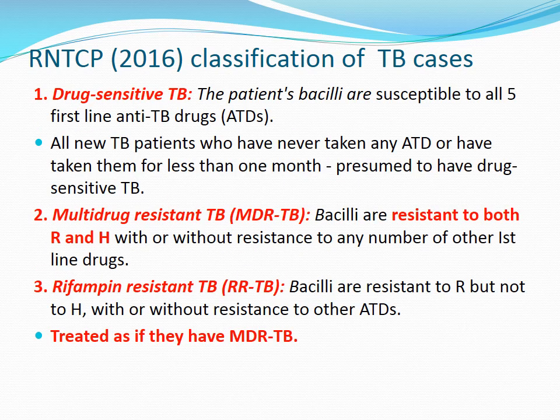Now the first one is the drug sensitive tuberculosis. So we'll first see the definition and then treatment. So drug sensitive tuberculosis means the patient's bacilli are susceptible to all 5 first line antitubercular drugs. Remember, we are taking the streptomycin also in account. So bacilli are susceptible to all 5 drugs, which are they? Isoniazid, rifampicin, pyrazinamide, ethambutol, and streptomycin. So bacilli are susceptible to all, resistant to none.